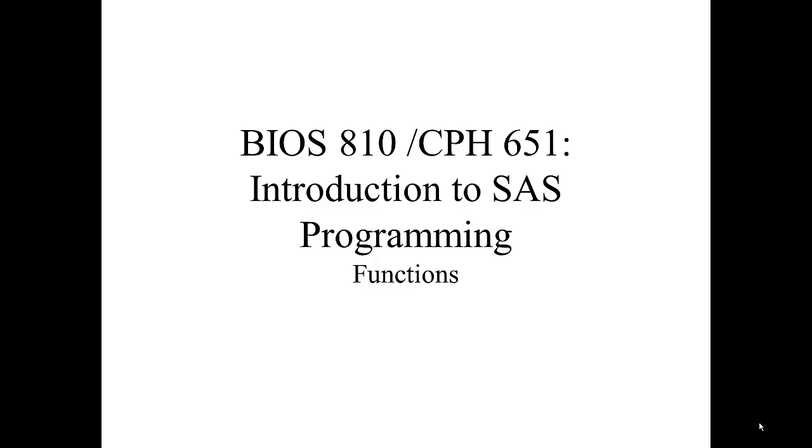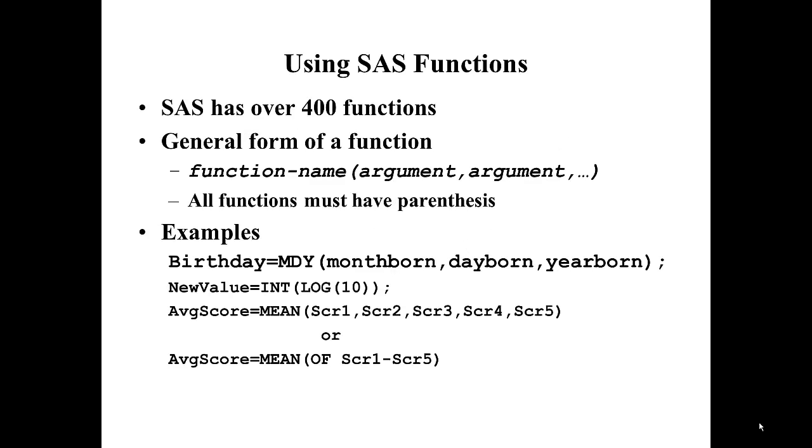This video introduces SAS numeric and character functions and how they are used in the data step to create new variables and alter existing ones. SAS has over 400 functions. The general form of a function is the function name, and then there are parentheses, and inside the parentheses are the arguments or parameters you use for the function. So all functions must have the open and closed parentheses.